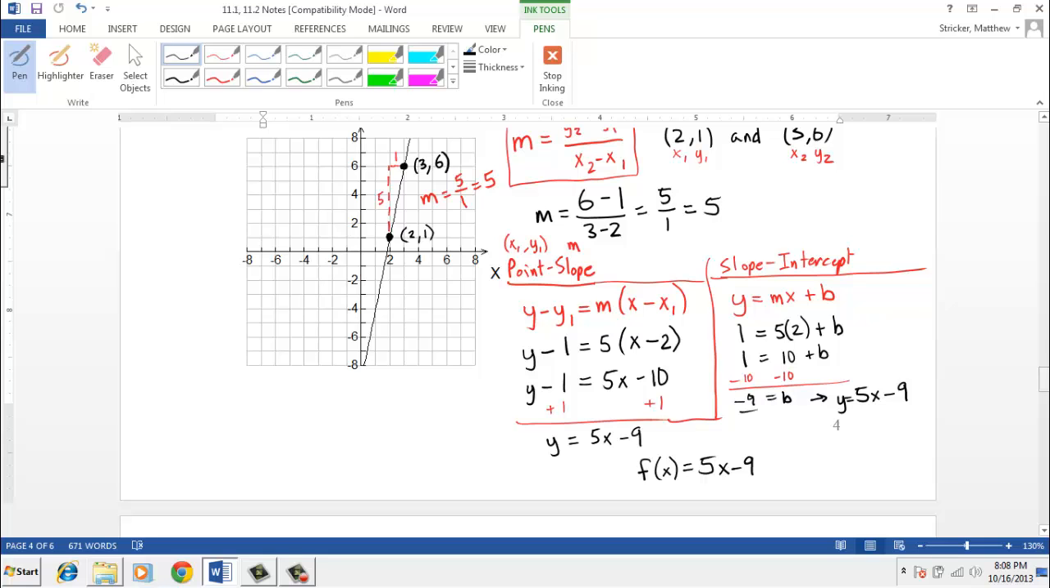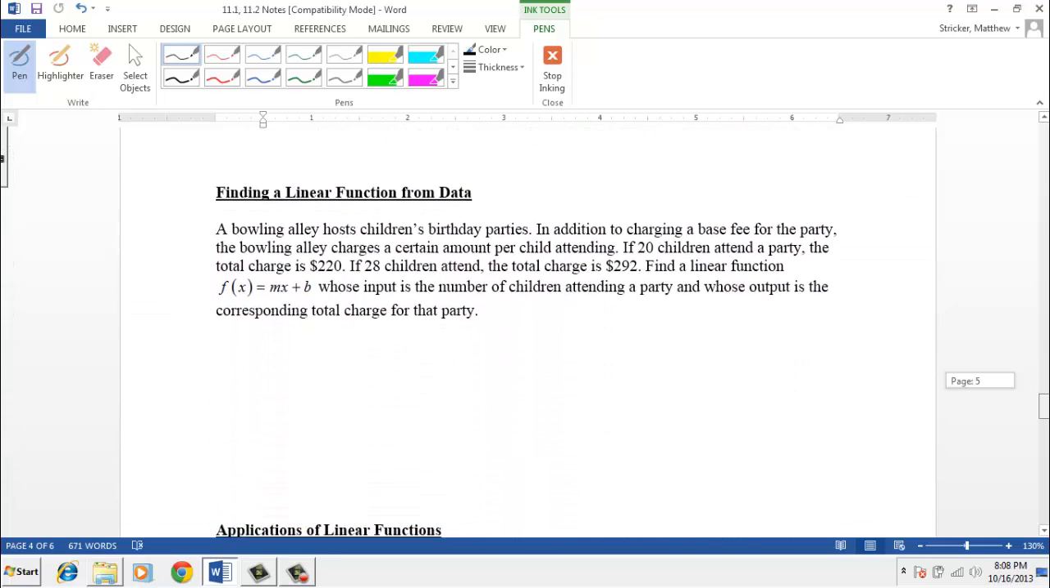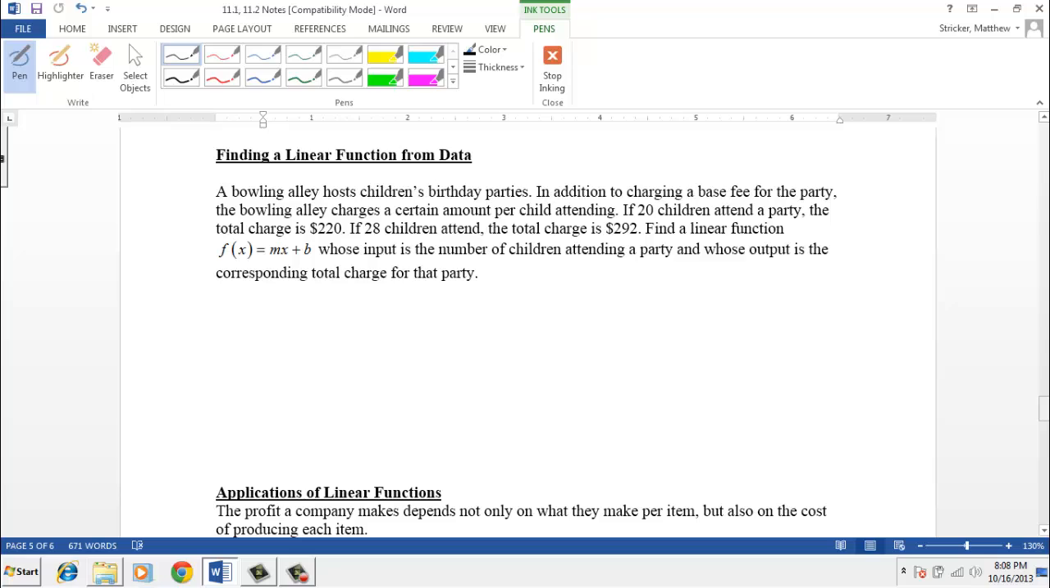Alright, so let's see how we can apply this to something in the real world. There's many different applications that have linear models, and one such example is this example of a bowling party or a birthday party for children at a bowling alley. It says a bowling alley hosts children's birthday parties, and in addition to charging a base fee for the party, the bowling alley charges a certain amount per child attending.